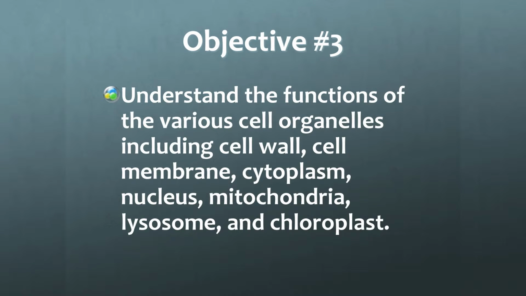So objective number 3 is to understand the functions of a lot of those organelles. Function is, what is its job? What's the purpose? Why does the cell have it? So let's go back to some of the cell parts we already talked about and add a few more. There are those 5 for objective number 1 that you have to be able to label. But for these, you need to be able to tell me what they do.